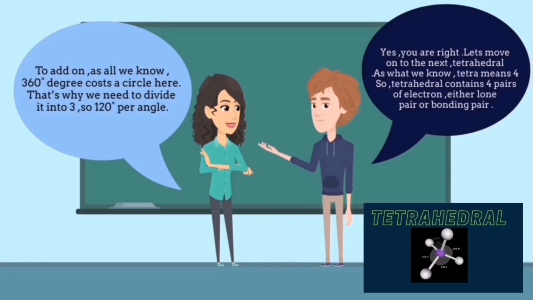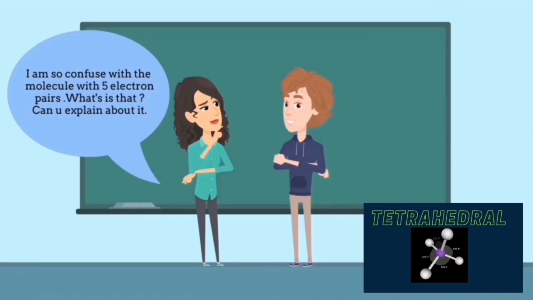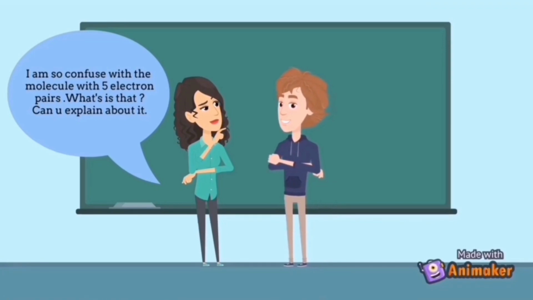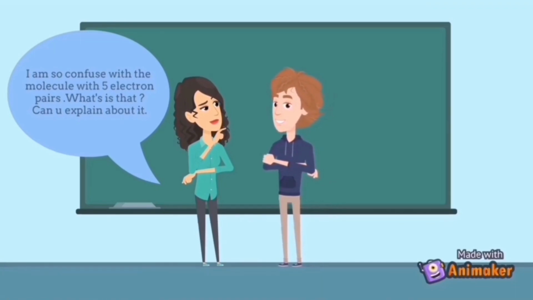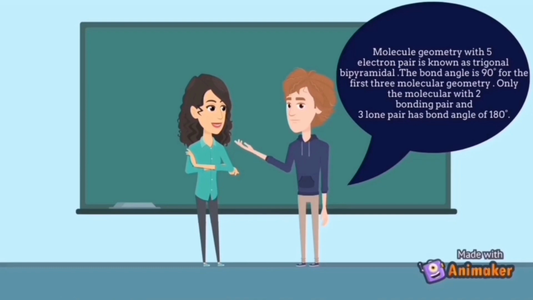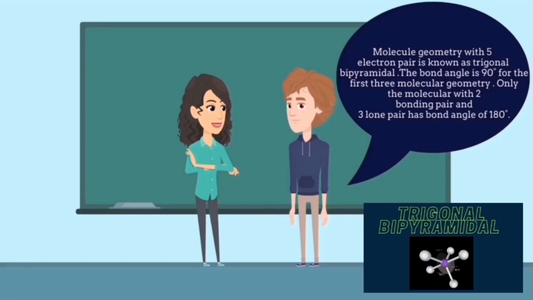As we know, tetra means 4, so tetrahedral contains 4 pairs of electrons, either lone pair or bonding pair. But I'm still confused with the molecule with 5 electron pairs. What is that? Can you explain about it? Molecular geometry with 5 electron pairs is known as trigonal bipyramidal. The bond angle is 90 degrees for the first 3 molecular geometries. Only the molecule with 2 bonding pairs and 3 lone pairs has a bond angle of 180 degrees.